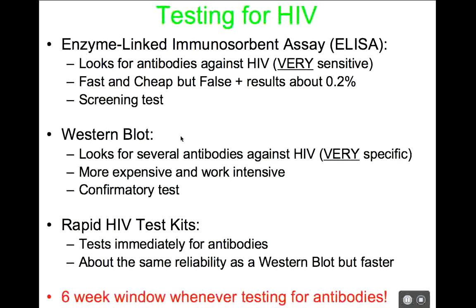In all cases, however, I want to remind you that we are talking about testing for antibodies. And whenever we're talking about testing for antibodies, there is the same problem. It takes time for the human body to produce antibodies. And so there's always a 6-week window whenever we're testing for antibodies. It could take up to 6 weeks for your body to produce those antibodies. So you could come back negative even though you're actually positive.